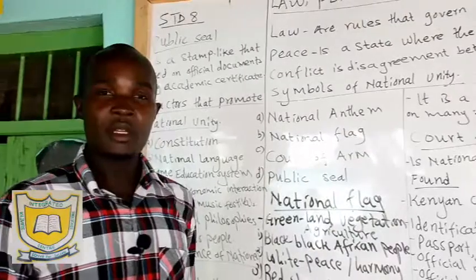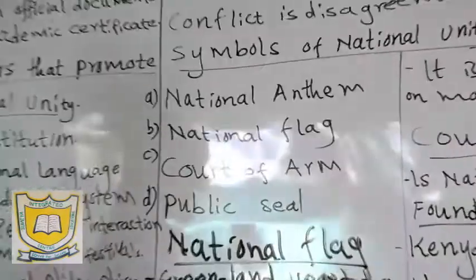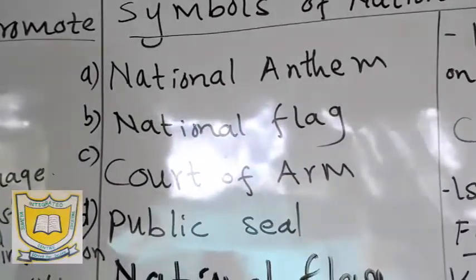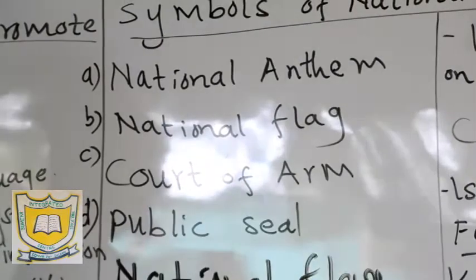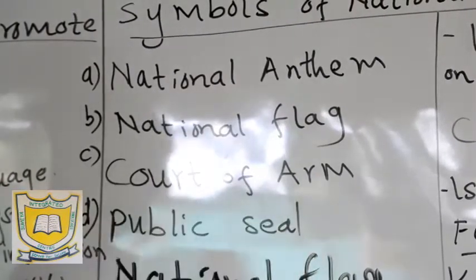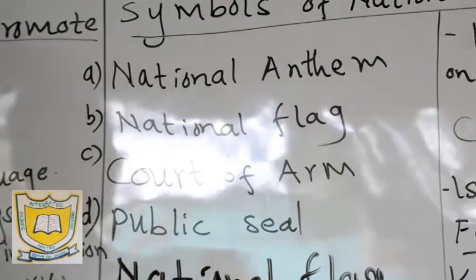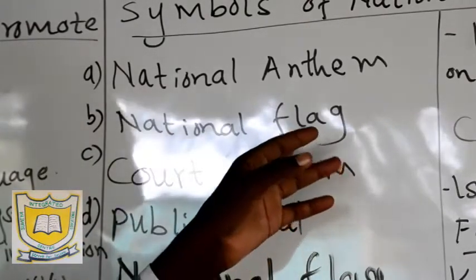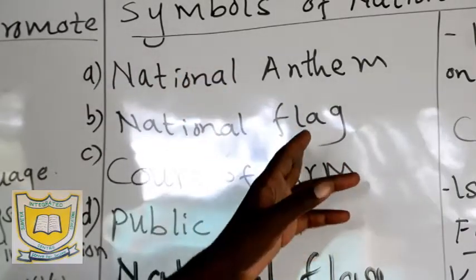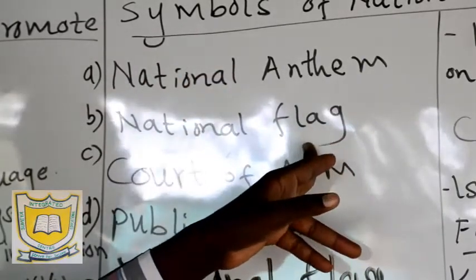Then when you go to government offices like the police barracks, and also the police stations, we need to respect the national flag because it is very important. It is a symbol of independence for our country. That is the national flag. It shows that we fought for independence, and then we are an independent and sovereign state.